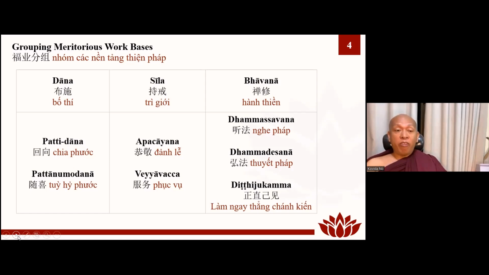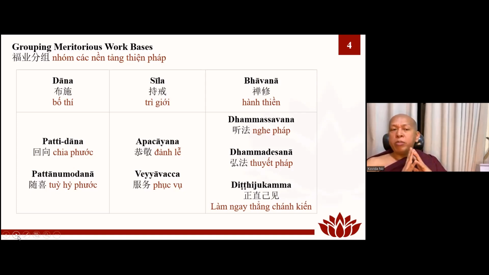Veyyavacca, service. Okay, one more thing about sila. Actually, we have already learned about sila, right? Sila means habit. When we have good habits, then we have good sila. When we have bad habits, we have bad sila. Respect comes from our habits. Reverence comes from our habits. Similarly, veyyavacca, service.